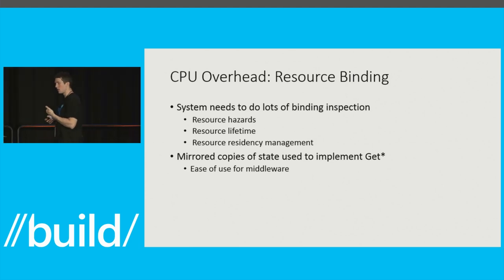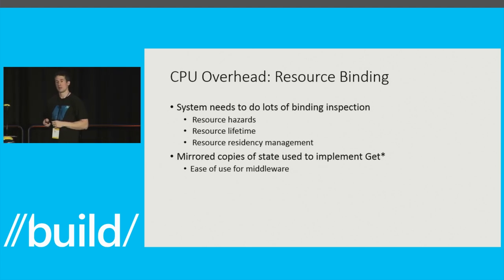So first thing that's used, the bind points are used for resolving resource hazards. And as an example of a resource hazard, switching from a resource being a render target to being a texture. I'll explain more in a second what a hazard is and how we optimize it, but when I talk about hazards, it's usually transitions like that.